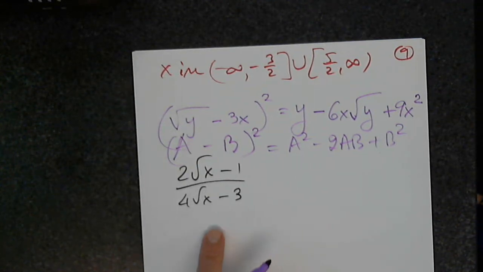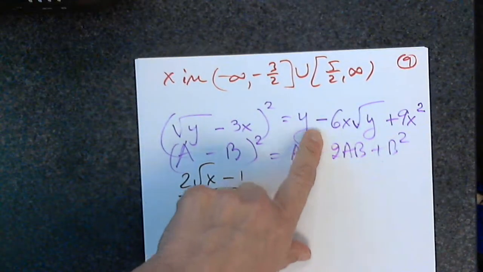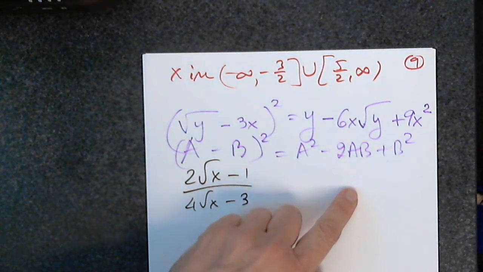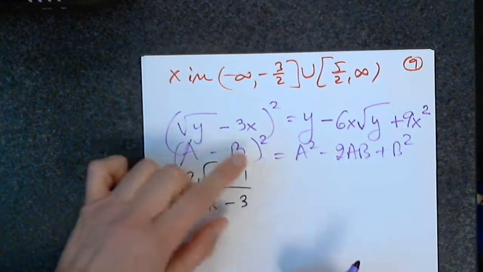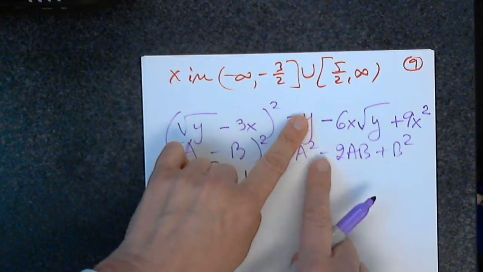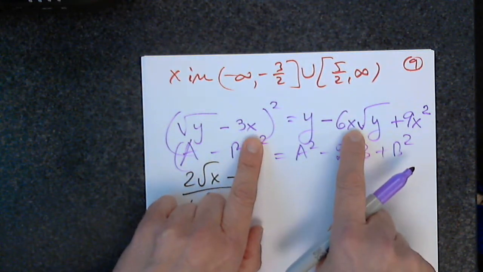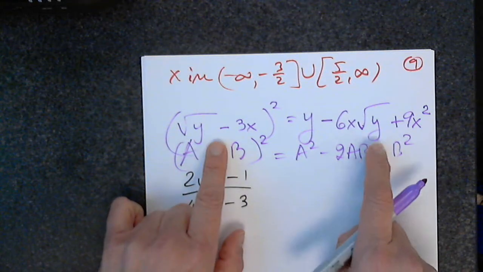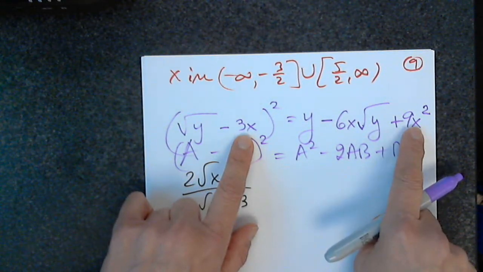We're working on this one to rationalize the denominator. Is this okay? Is this okay? I couldn't hear you. Can you say it again? Okay, the first term squared is this, minus 2 times 3x is 6x times the square root of y, plus this second term squared, which is 9x squared.